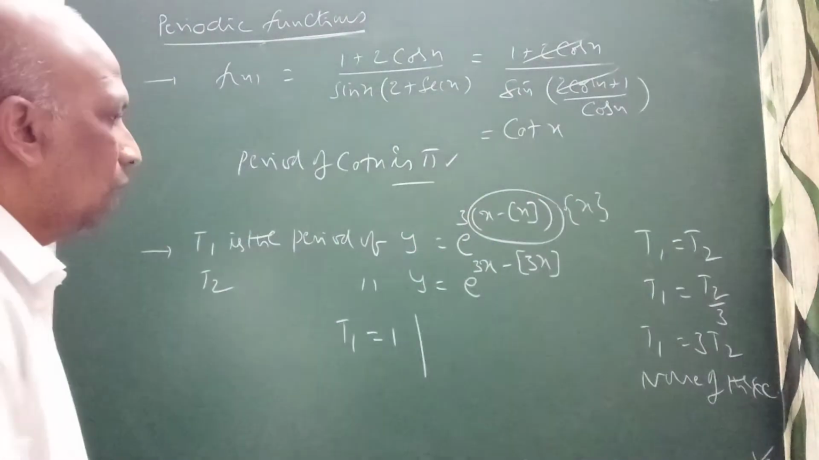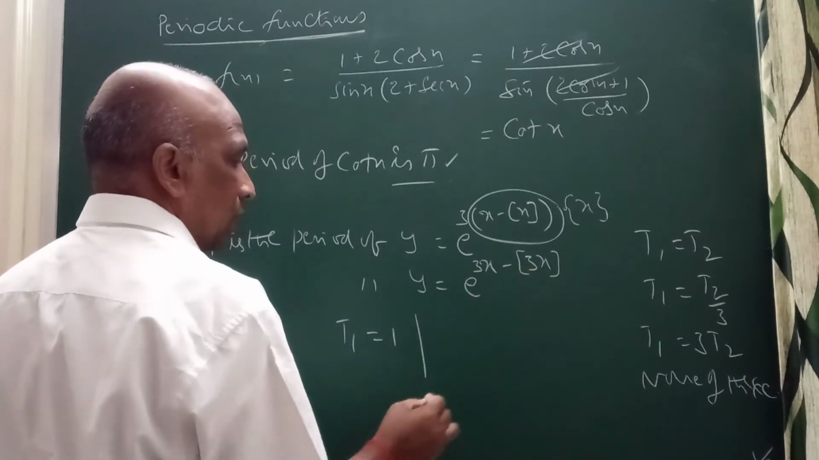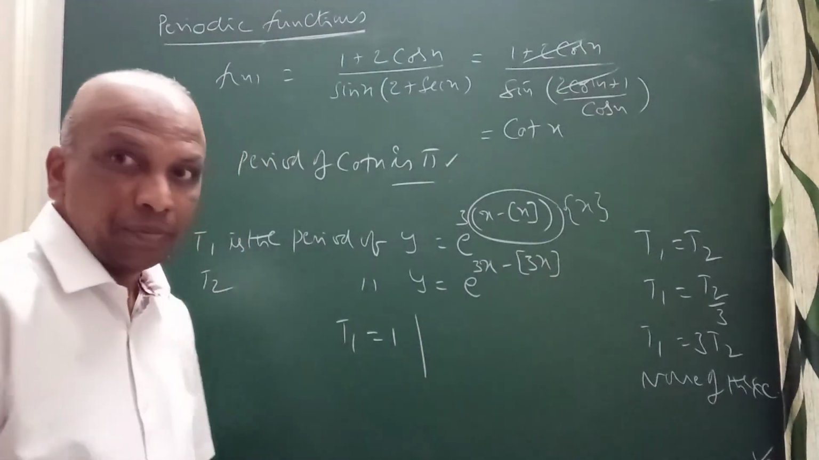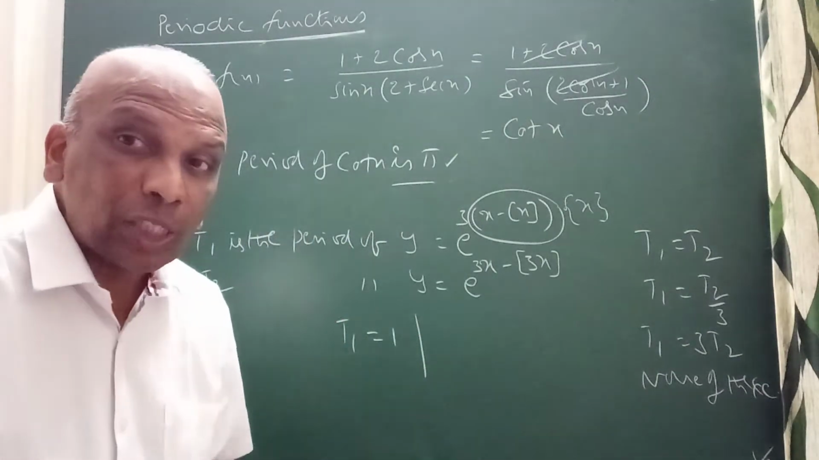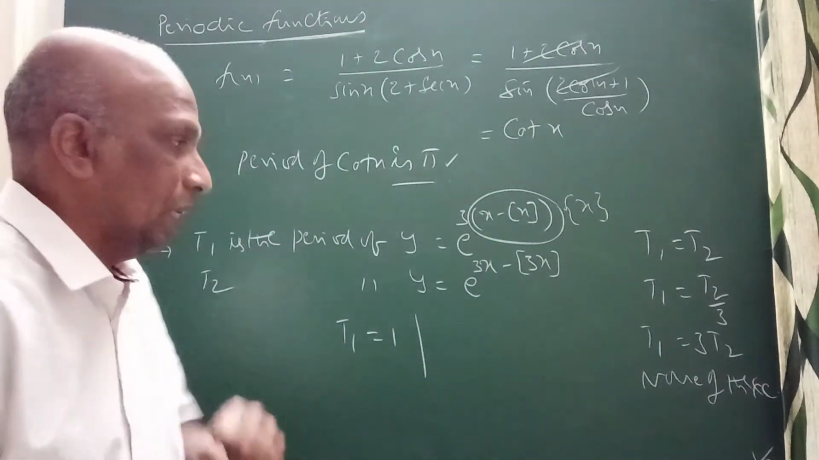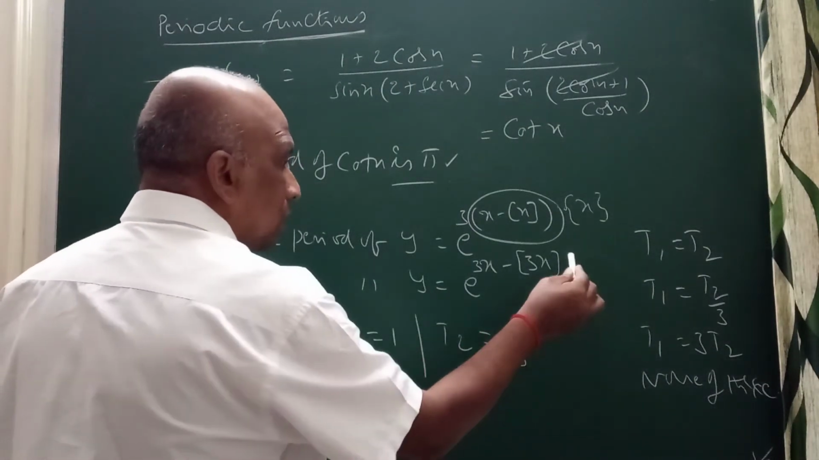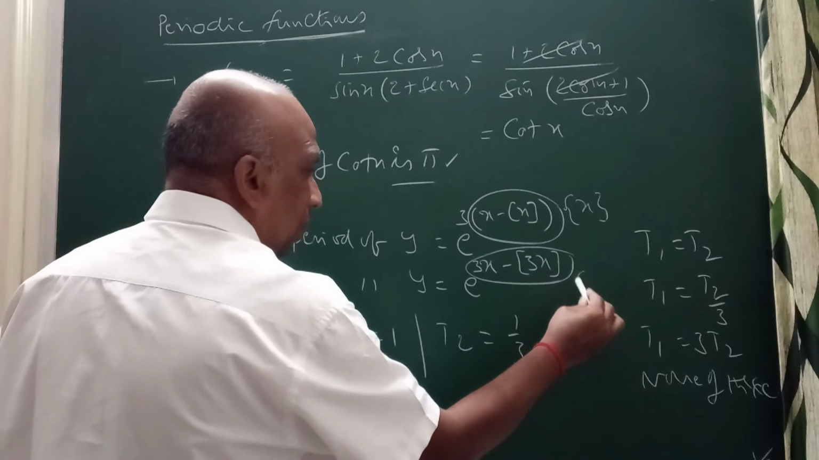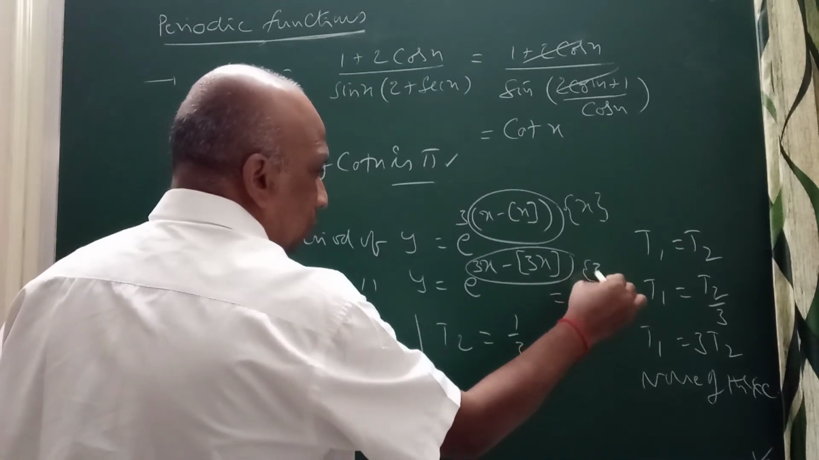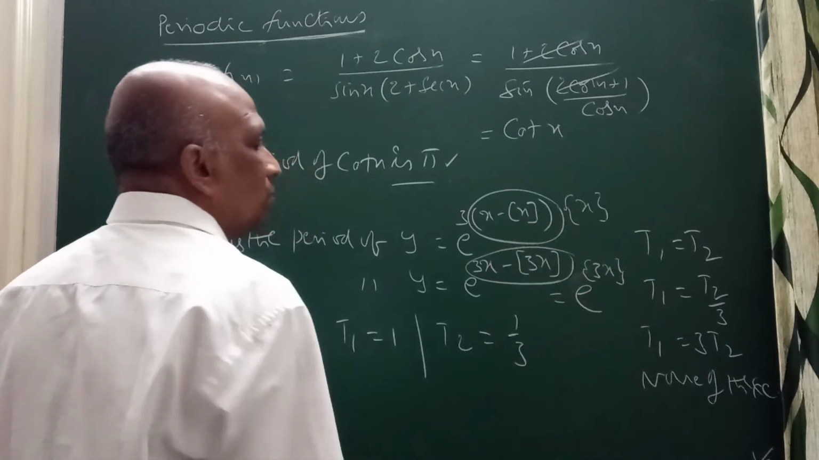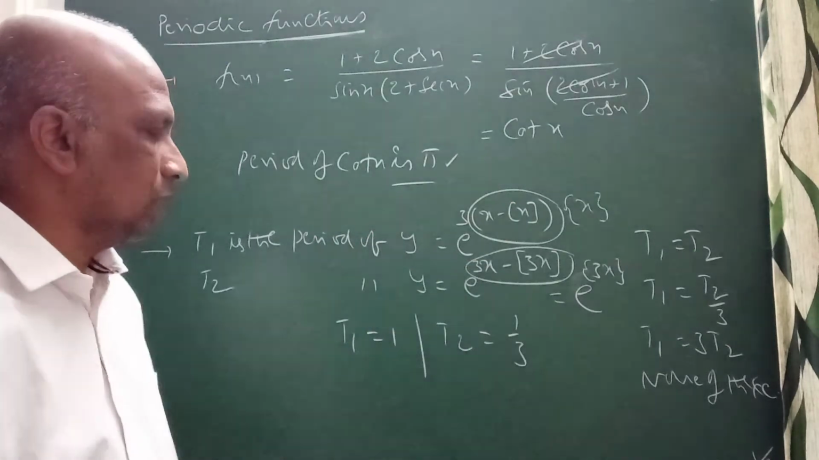Coming to this, it is 3x minus floor of 3x. So this is fractional part of 3x. The period of fractional part of x is 1. The period of fractional part of 3x will be 1 by 3. So T2 will be 1 by 3. Because everything here is a function of the fractional part, I can write this one as e to the power of fractional part of 3x. That will be 1 by 3. This is also e to the power of fractional part of x.